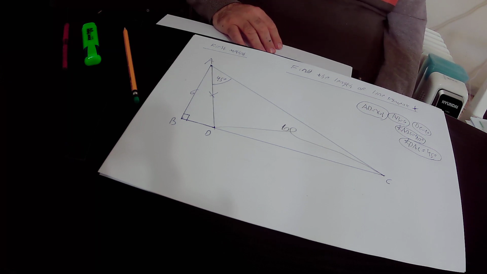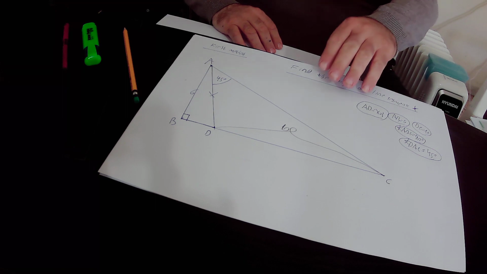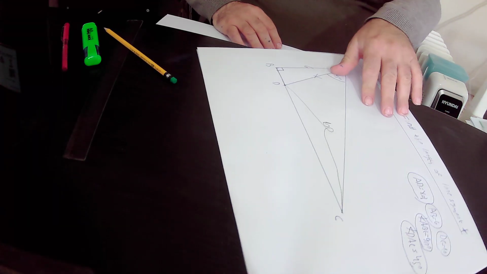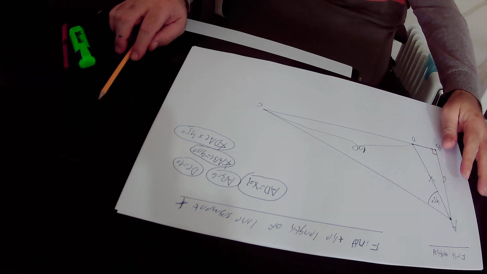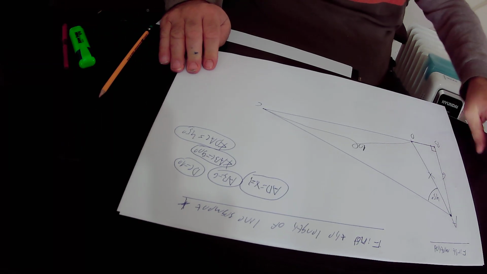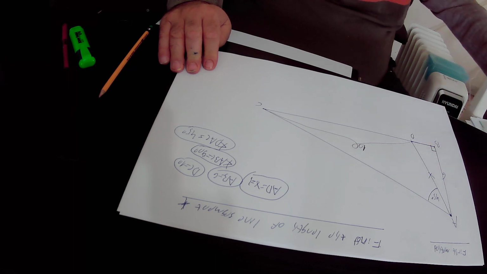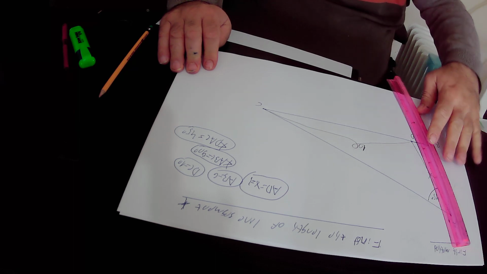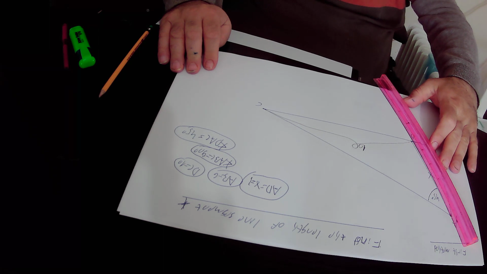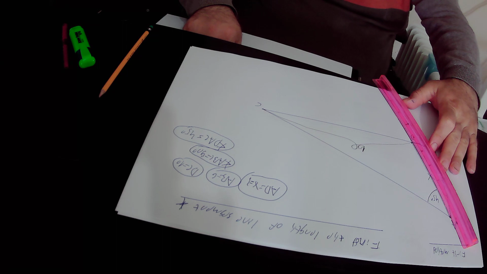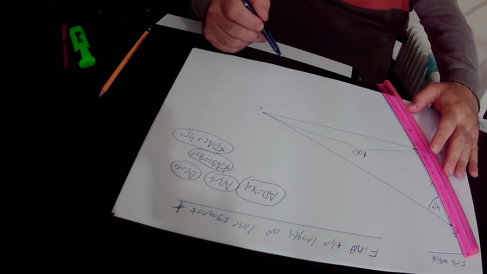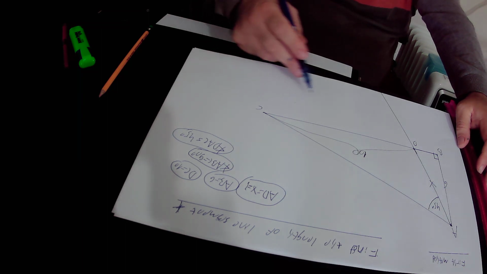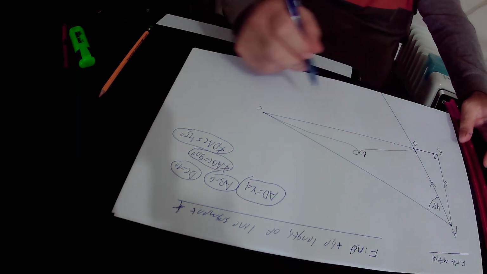Okay, so we'll start with the first method. In the first method, we'll do a construction. We will extend segment line AD by a straight line, and from point C, we will draw a perpendicular to the extended AD.